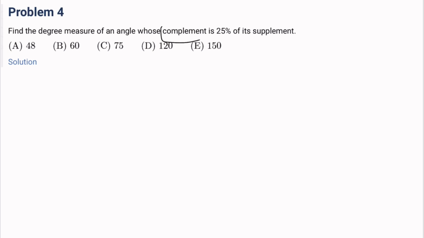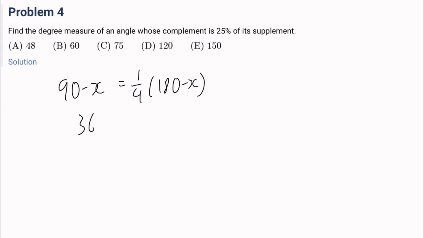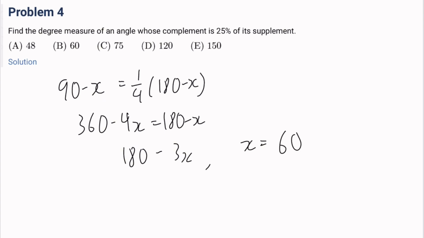Okay, so first of all, complement, this is 90 minus that degree, and supplement is 180 minus that degree, right? So 90 minus x, let's see, the angle is x. This would equal 1 over 4 times 180 minus x. So 4 times 90 minus x, so that's 360 minus 4x. This equals 180 minus x. So 180 equals 3x, and x is equal to 60 degrees. So the answer is 60, it's B.